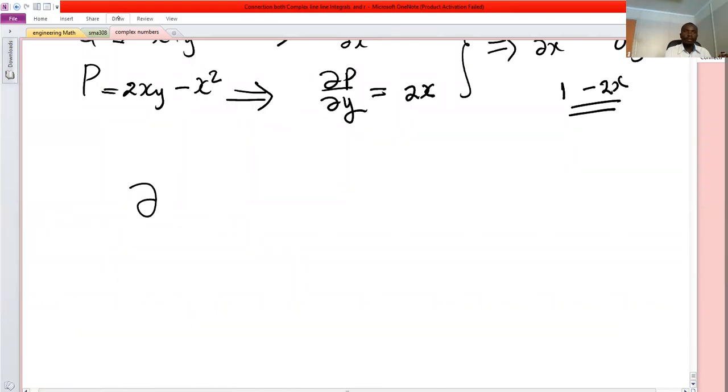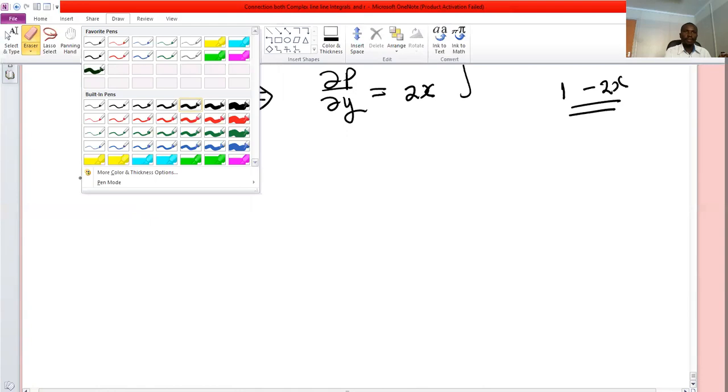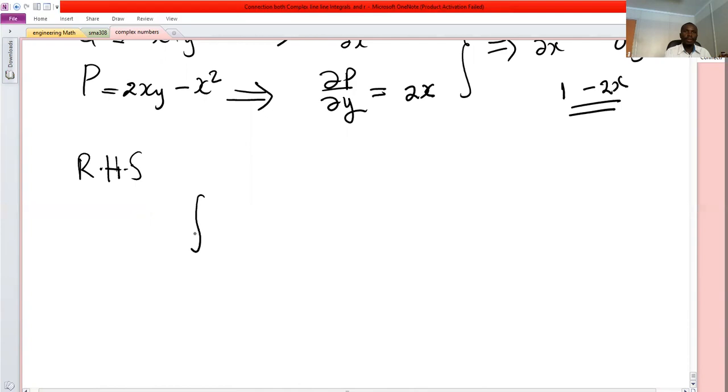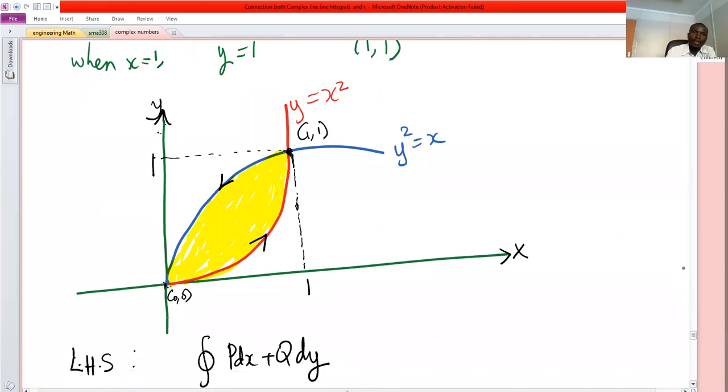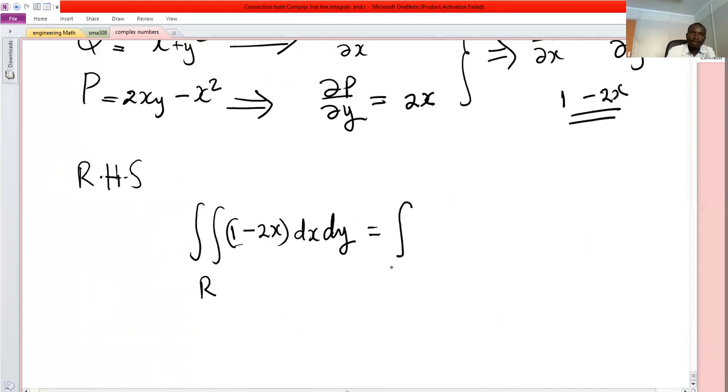So this is what we replace here. The right hand side of the Green's theorem will be double integral of 1 minus 2x dx dy. Now let's go to the diagram to illustrate how we get the limits both for x and y. To get the limits for x, we are moving in the horizontal direction. From this point of intersection to this point of intersection, x is moving from 0 to 1. So I'll write this one as integral, x is changing from 0 to 1.